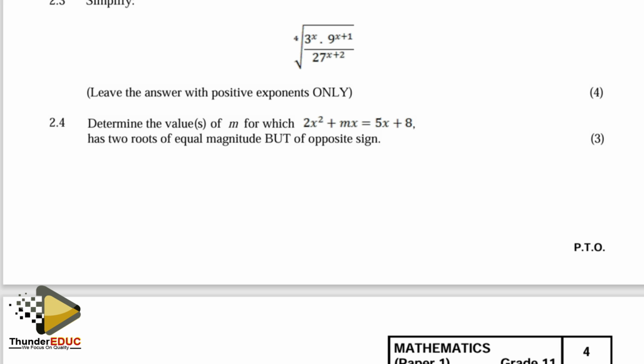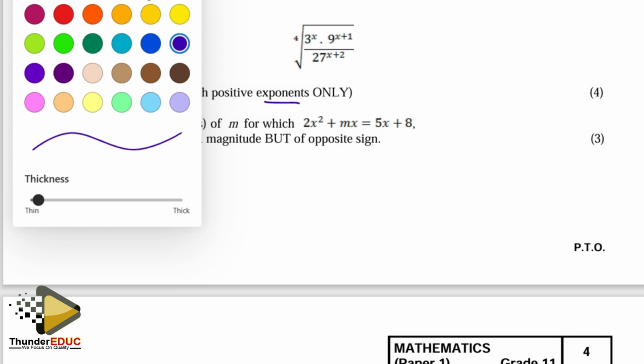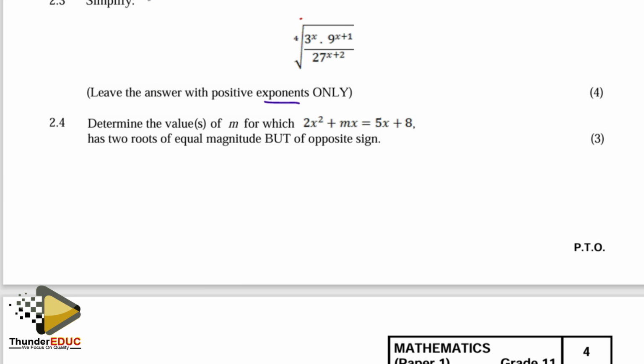2.3, we still have exponents here. They are telling us the fourth root of all of this. What do we do? Leave your answer with positive exponents only. So I think I can do it here. So step number 1, we know that the fourth root is the same as exponent 1 over 4. So I'll break down what is inside: 3 to the x. The 9 is the same as 3 squared, but we have x plus 1 as an exponent. Then over 27, which is 3 cubed. Everything is x plus 2. And then the whole of this is to the exponent of a quarter.